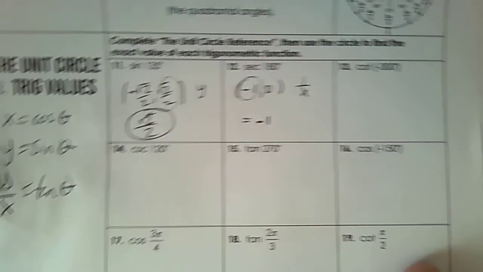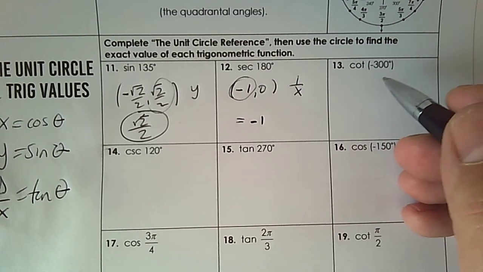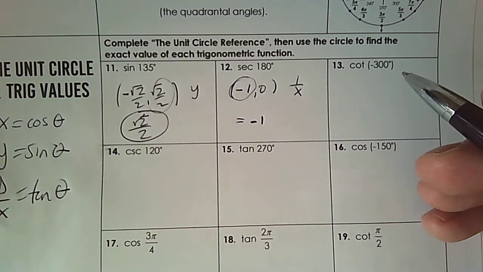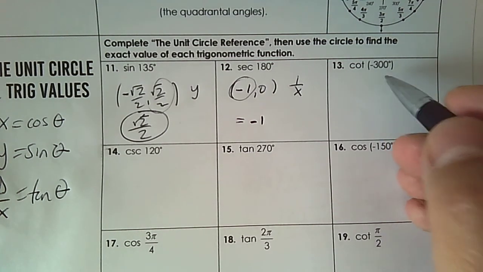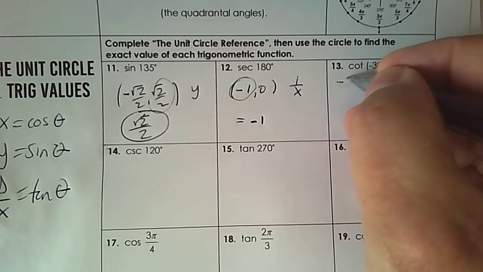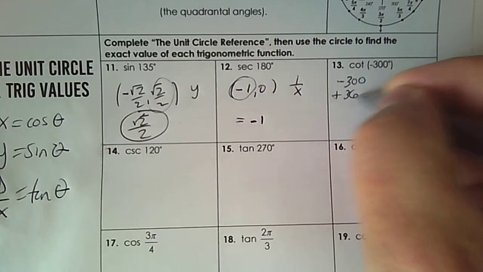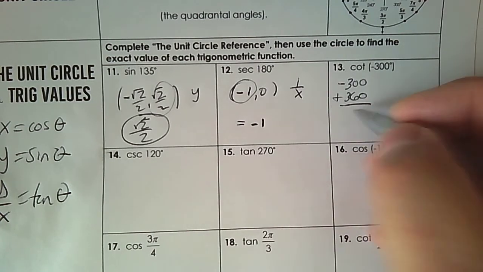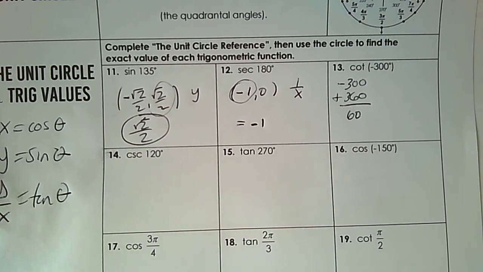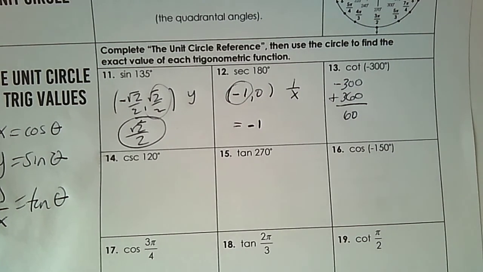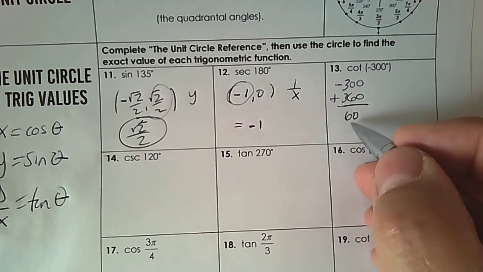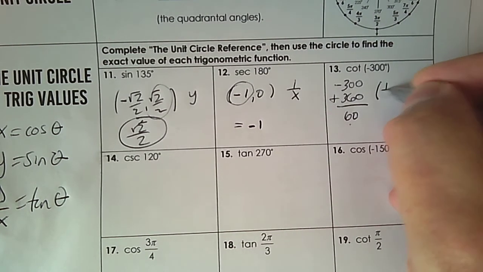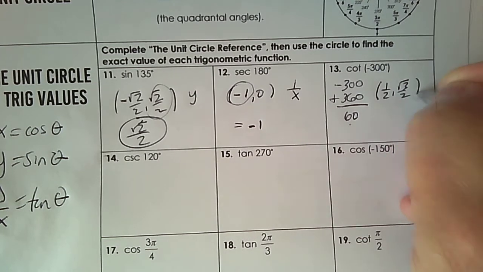All right, number 13. Negative 300. Oh boy, what am I going to do now? There's no negative angle on the circle, so I need to find the reference angle that's equivalent to negative 300. What might be helpful here is to add 360 to find a coterminal angle. So I'm going to add 360 and find a coterminal angle, which is 60. That's going to give me the same answer as negative 300. Then what's the point on the unit circle at 60? Look off the circle if you need to, but it's positive 1/2 and positive root 3 over 2.